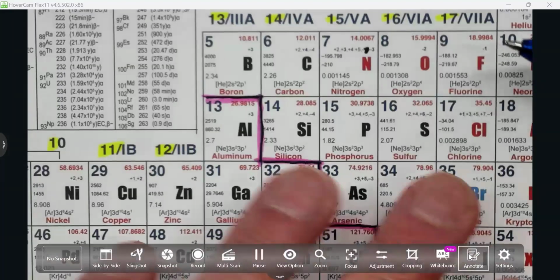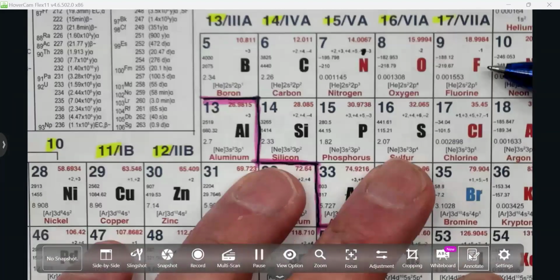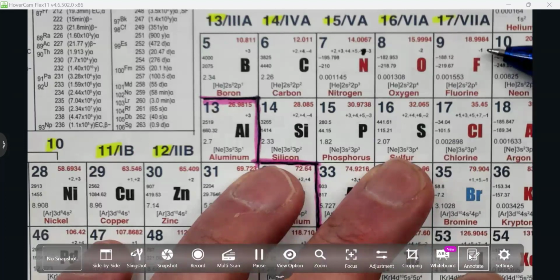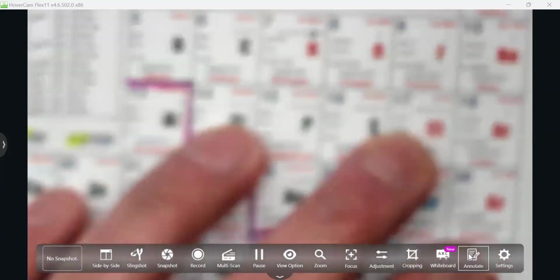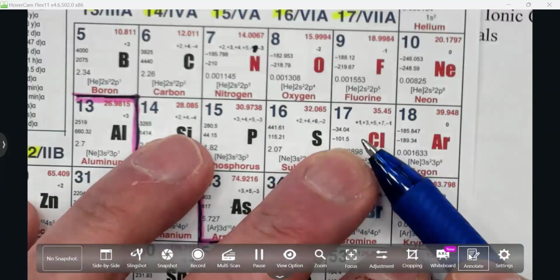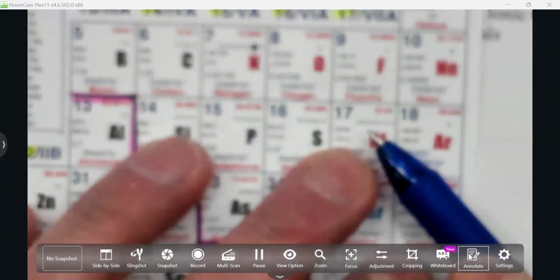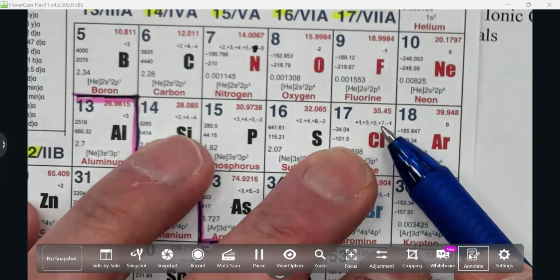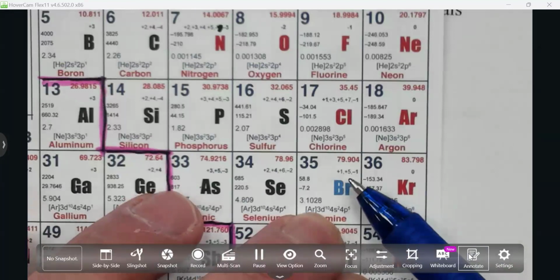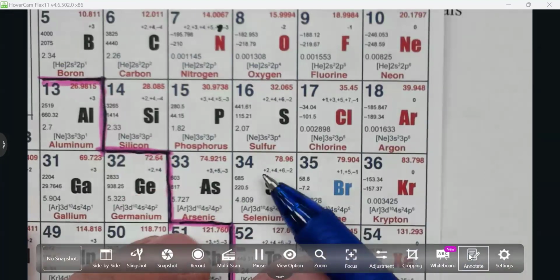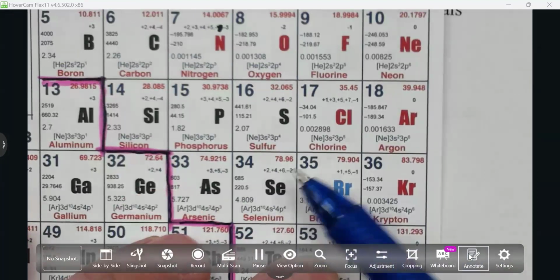There isn't more than one negative charge. -1. Notice chlorine. Chlorine is +1, +3, +5, +7, -1, +1, +5, -1, +2, +4, +6, -2.